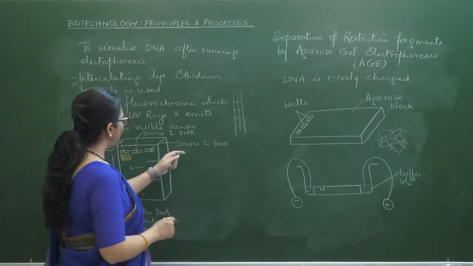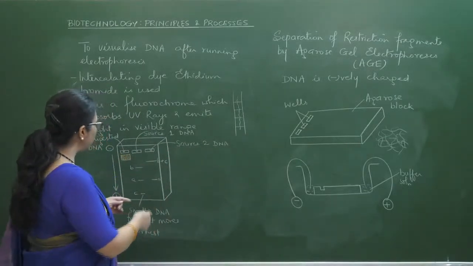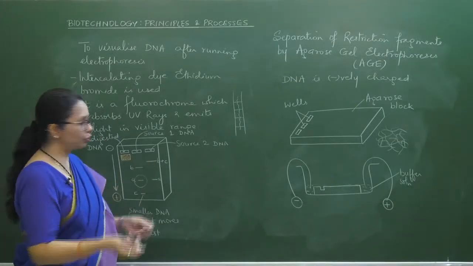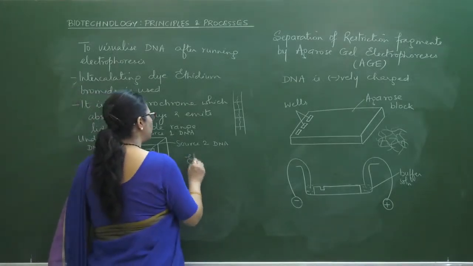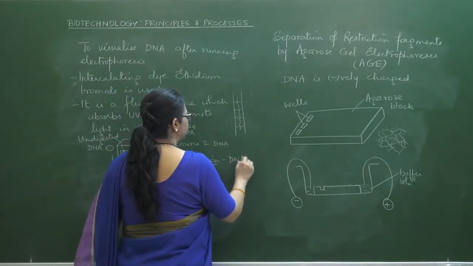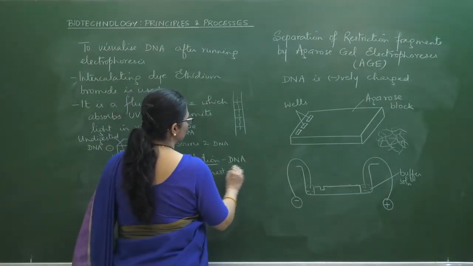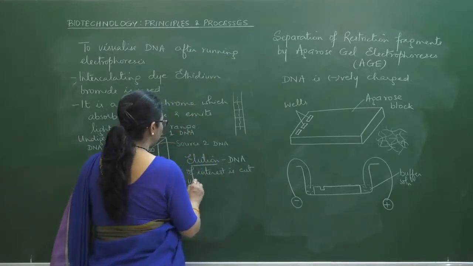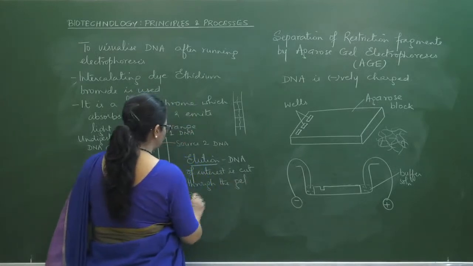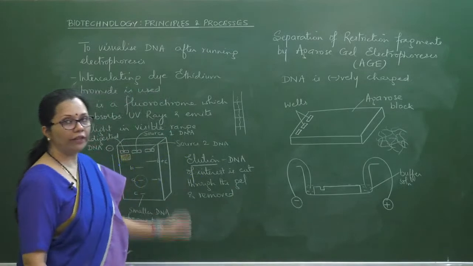Now we have separated the fragments, and whichever fragment we need, we can cut it out from the gel, and that's what is called elution. So elution is that DNA of interest is cut out of the gel and removed. Now NCERT gives just like that.